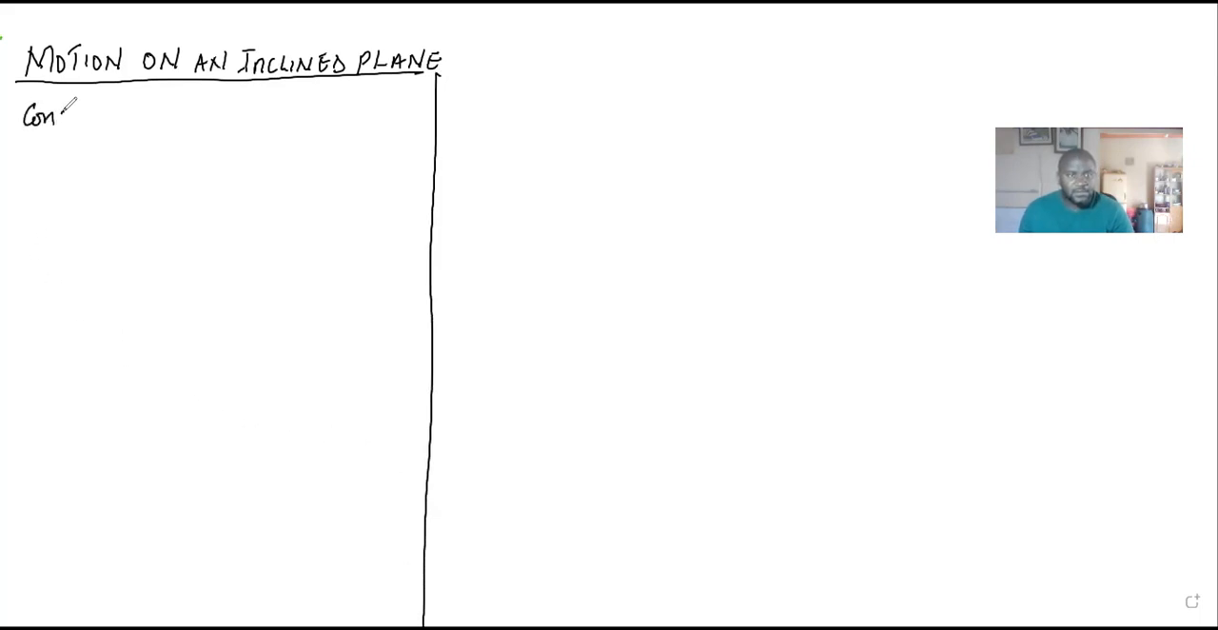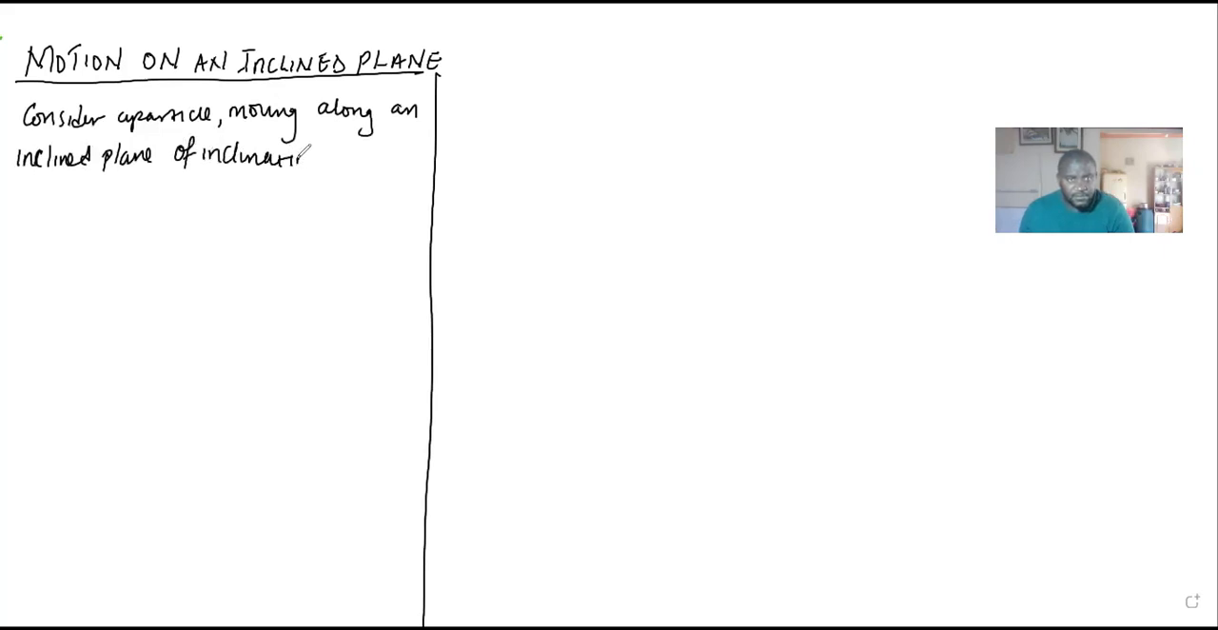If you consider a particle moving along an inclined plane of inclination alpha to the horizontal.